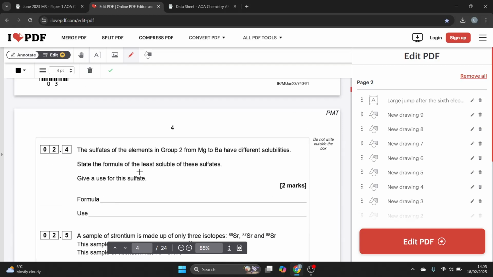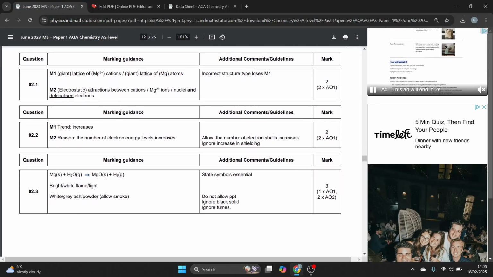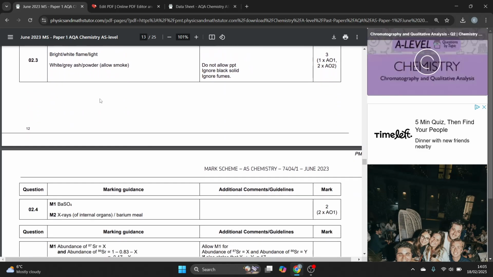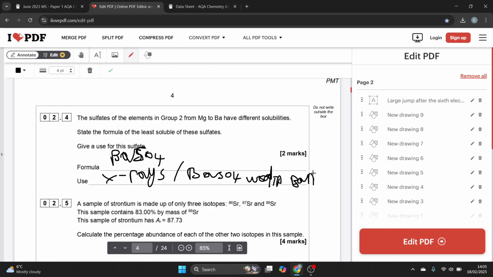2.4 State the formula of the least soluble of the sulfates, magnesium to barium. So it's going to be barium sulfate, BaSO4. Say give a use of this: barium meals. Yeah, X-rays. Remember, barium sulfate is used in barium meals.